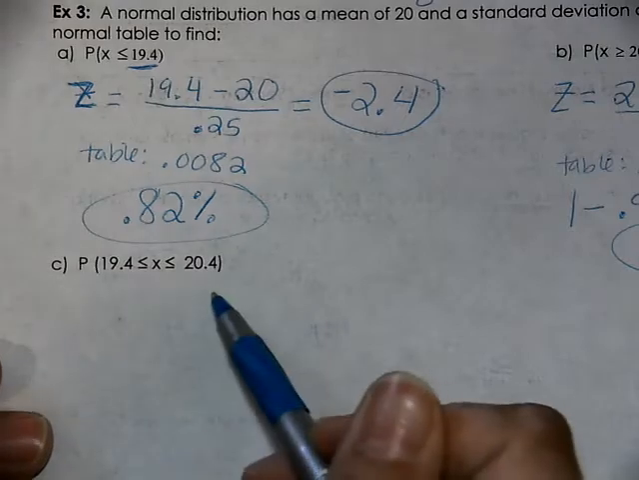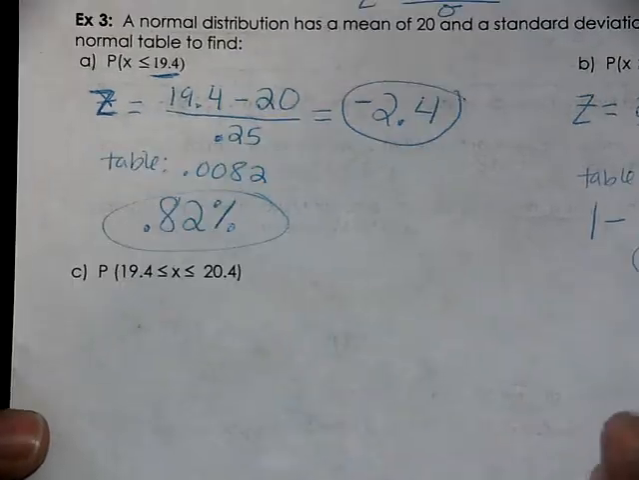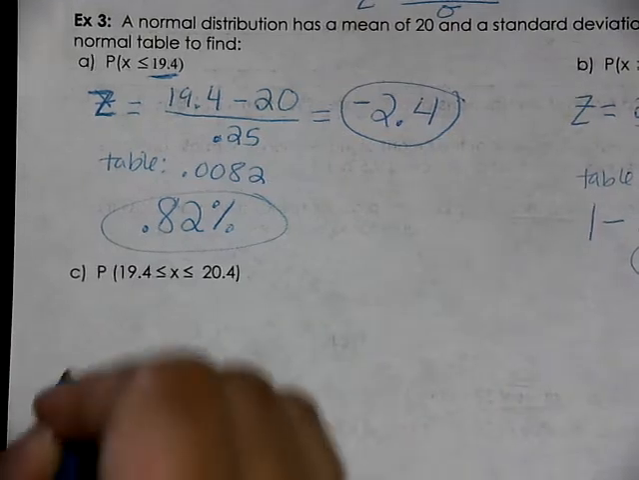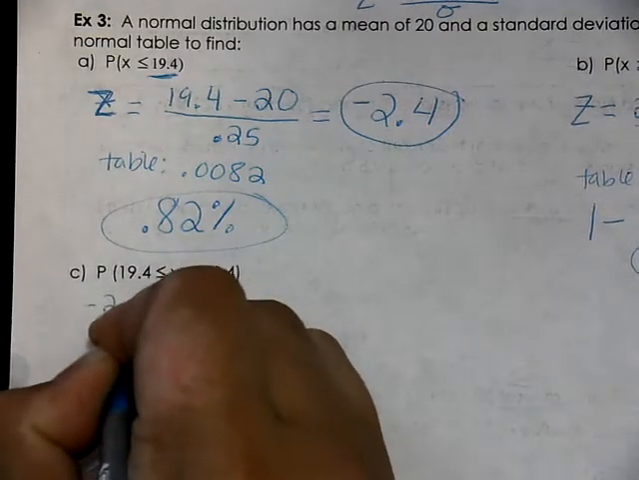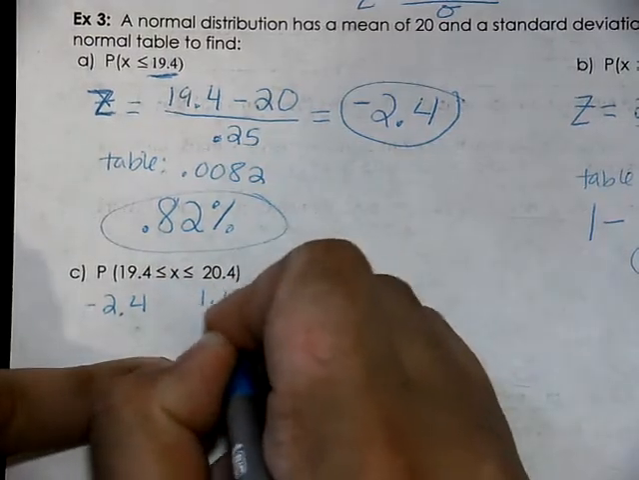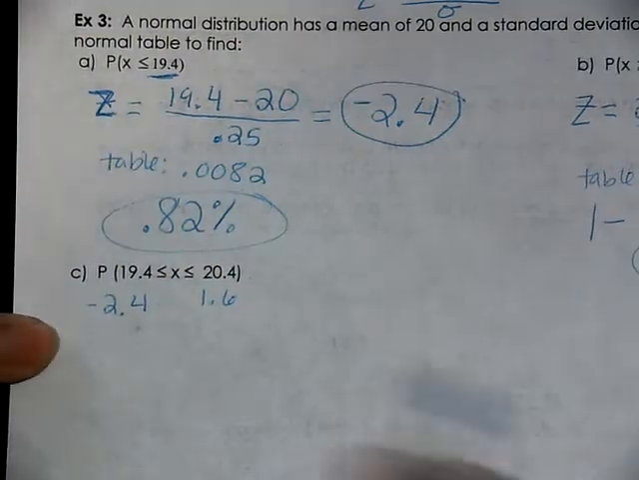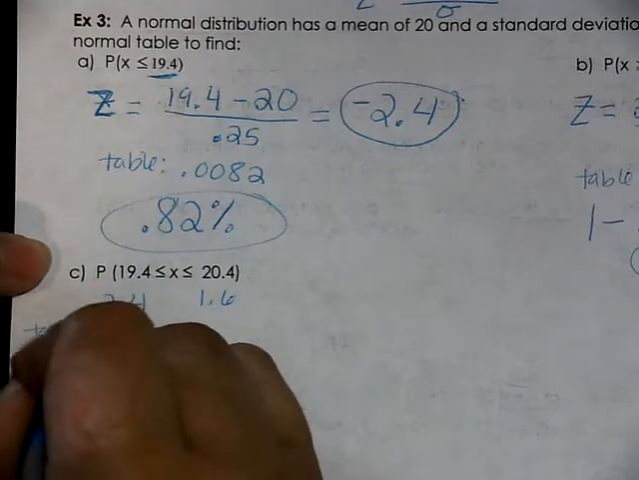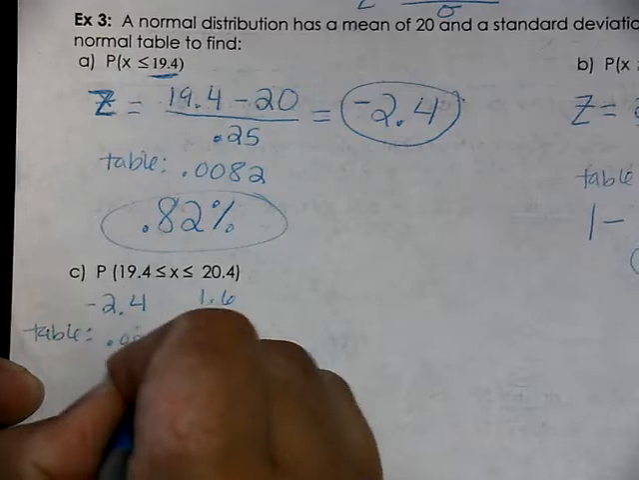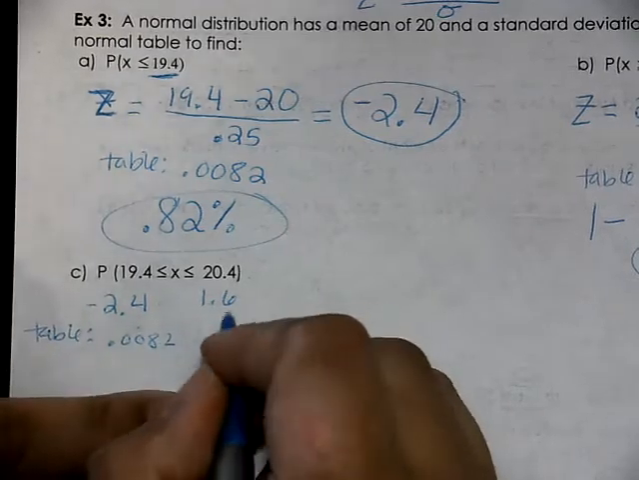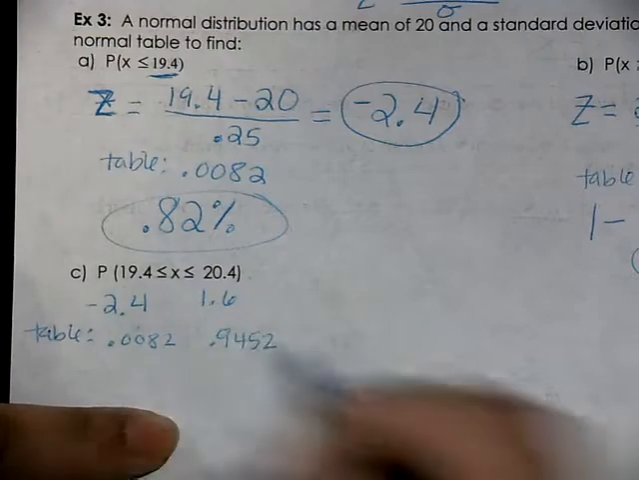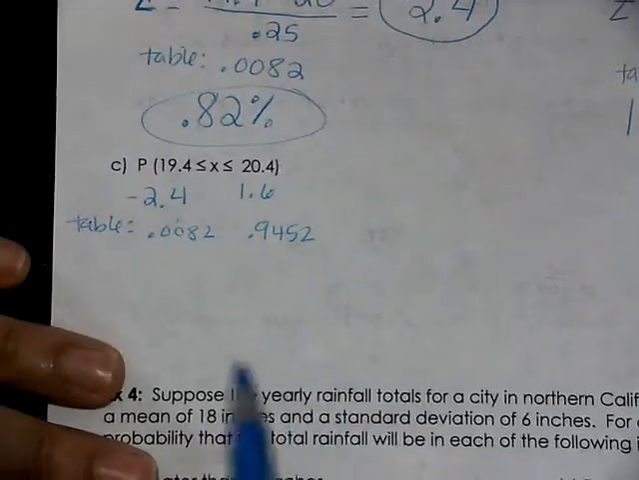So for 19.4 to 20.4, we want to just look at the percentages and then we would subtract them. So if you think back to the tables for each of these, let me write a couple of notes here. Negative 2.4 was a z-score for that one. 1.6 was a z-score for 20.4. Then we went to the tables, and I'll write down what we got from each of our tables. It was 0.0082, and this one was 0.9452. And so those are the amounts from the tables.